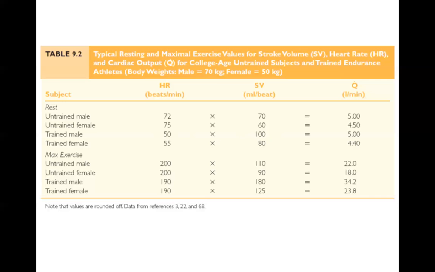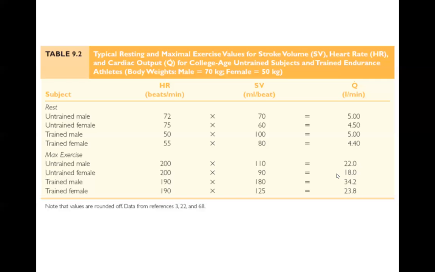Does that make sense? Now here's where things get really crazy. If you talk about maximal exercise, okay, the maximal heart rate of somebody that's physically fit is also lower than somebody that's physically unfit, just like it is at rest. But the cardiac output is not at all anywhere close to being the same. Okay. In untrained males, it's around 22 liters per minute. In trained males, that's 34 liters per minute.